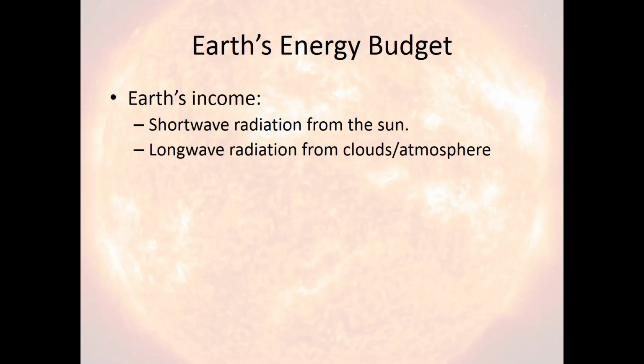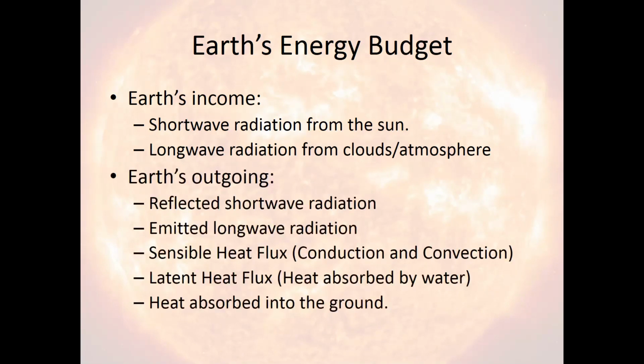Remember, every object with a temperature above absolute zero is emitting radiation. So that's Earth's income. Now, I'll be honest with you, the incoming from the sun is by far the greater of the two. On the other hand, the Earth also has spending. It reflects shortwave radiation. It also, because the Earth has a temperature above absolute zero, emits long-wave radiation.